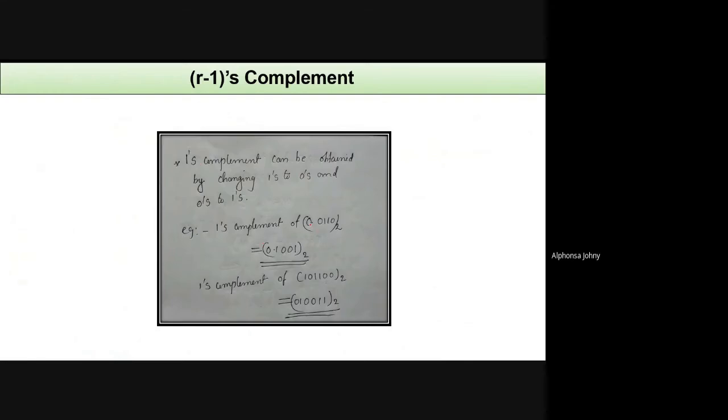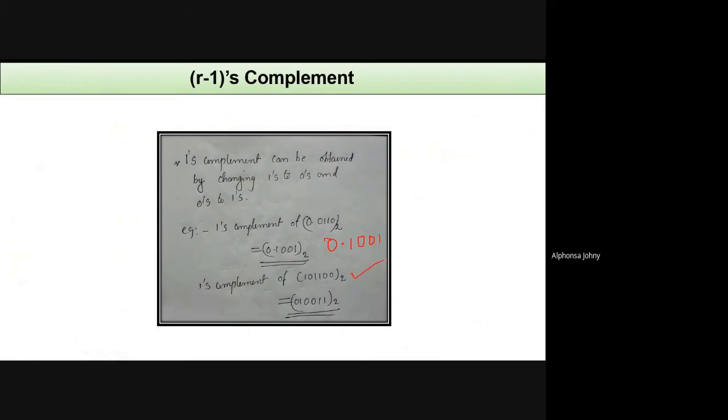So 1's complement of 0.0110. The rule is that we have to change 0's to 1's and 1's to 0's. So the first 0 is changed to 1. Then 1 comes, that is changed to 0. Then 1 comes, that one is changed to 0. Then a 0 comes, that is changed to 1. So the answer is 0.1001, written over here, 0.1001 to the base 2.